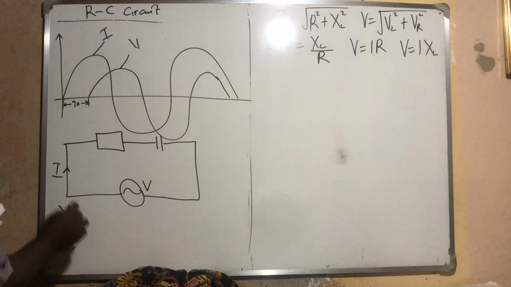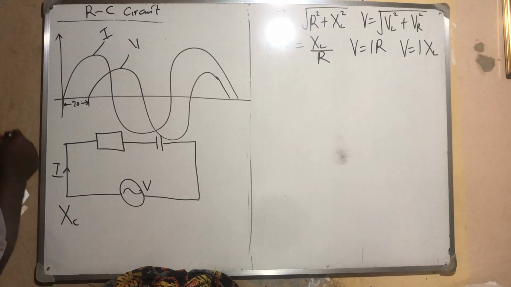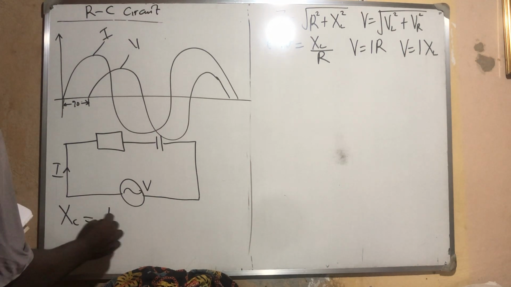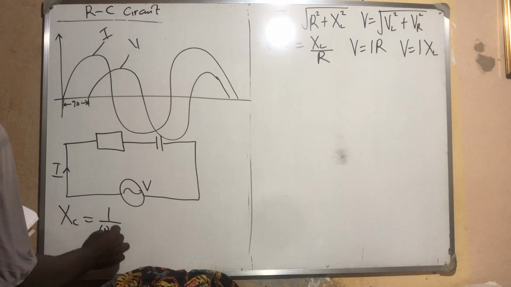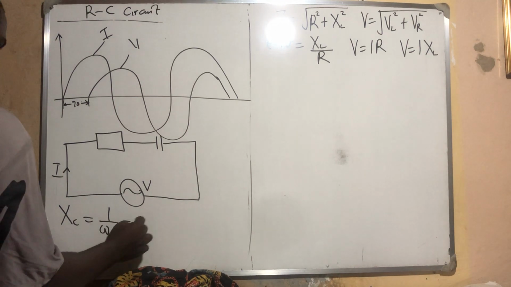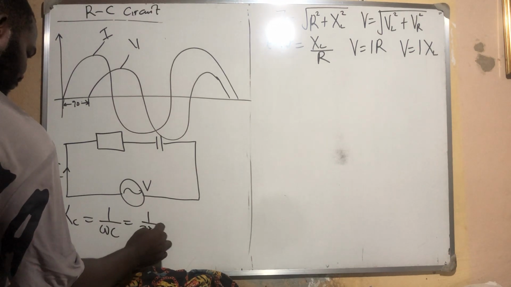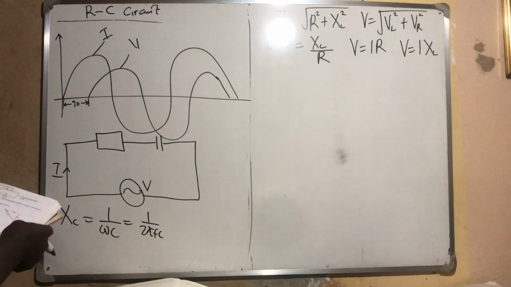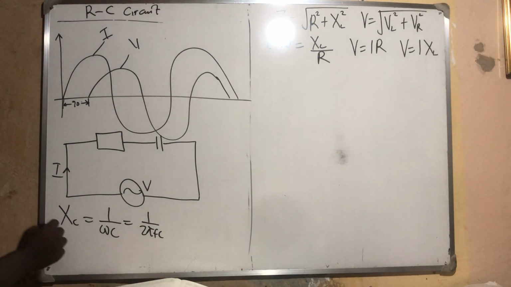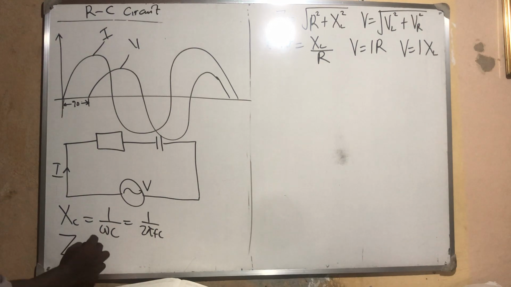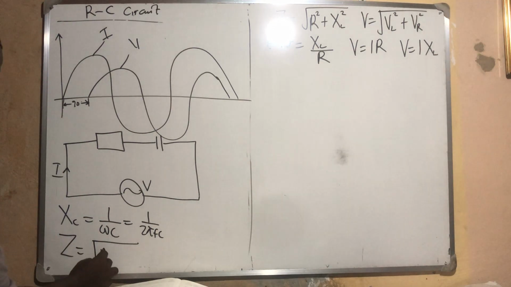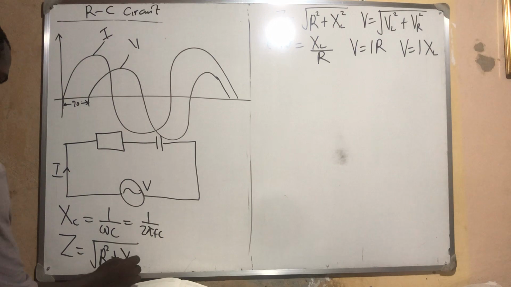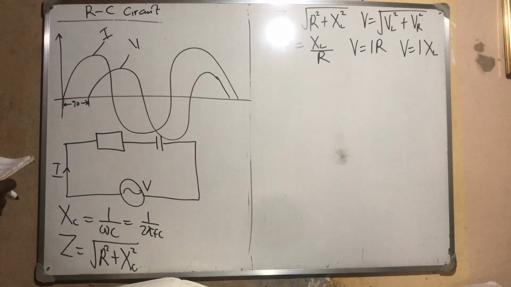We should know that the resistance of the capacitor is given by 1 over omega C. Okay. And what is omega? That is 2 pi F, so XC is 1 over 2 pi FC. All right. If you are given the capacitor, you're going to use 1 over 2 pi FC. And then you get the impedance. The impedance is simply the square root of what? R squared plus XC squared. So that is the impedance.